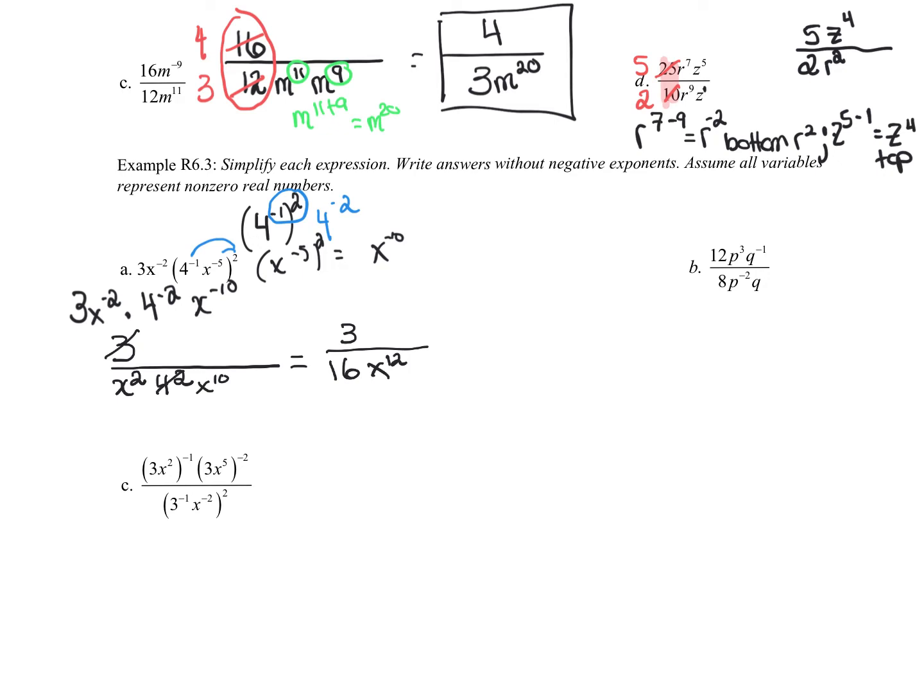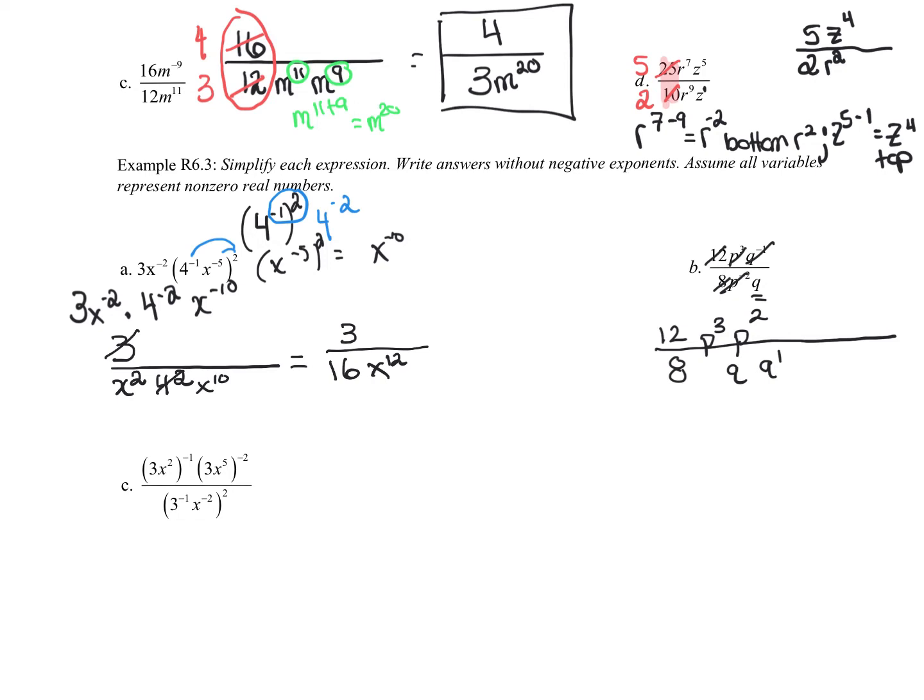Okay, let's try the next one. I like to move everything first. It's just my personal preference. So 8 and 12 don't go anywhere. P to the third has a positive exponent, so it gets to stay. Q to the first needs to go on the bottom. P squared needs to get moved up top. And this Q right here was already positive, so it gets to stay in the bottom.